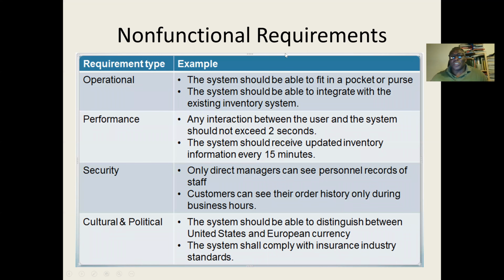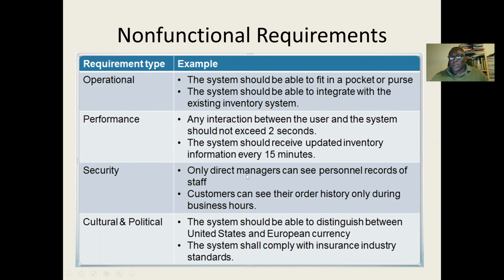So these are non-functional requirements in 4 different categories. Operational means the system should be able to fit in a pocket or a purse. This means it should be a mobile system. Or the system should be able to integrate with the existing inventory system. Compatibility. The next is performance. Any interaction between the user and the system should not exceed 2 seconds. So the speed. The system should receive updated inventory information every 15 minutes.